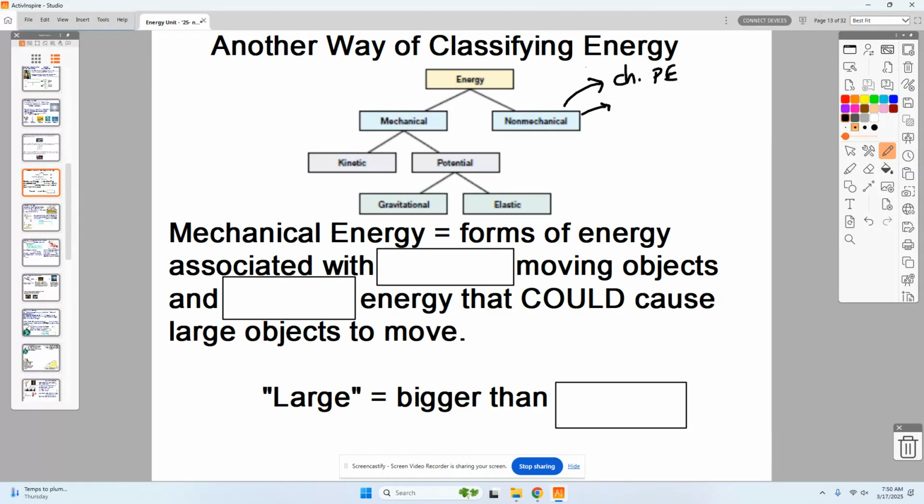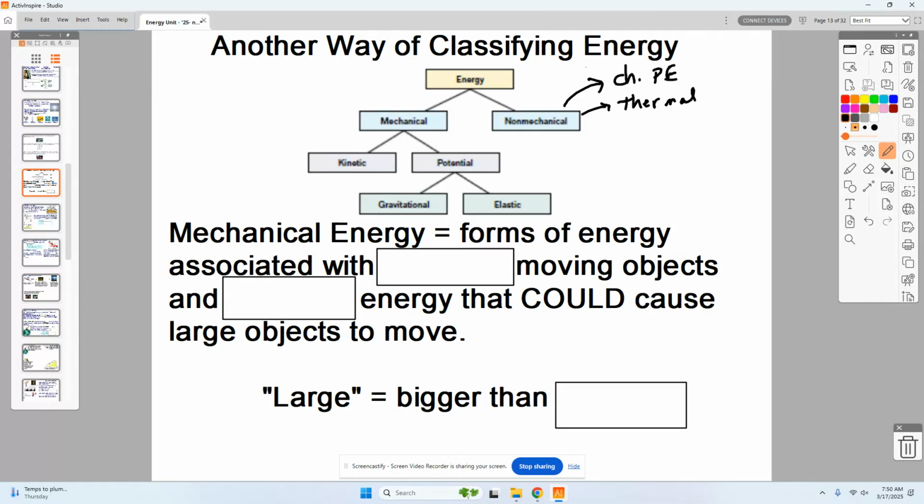Another one could be thermal energy, sometimes called heat energy. So take your hands, rub them together. When it's cold outside like that, you're going to generate some heat as a byproduct. That's considered non-mechanical forms of energy.